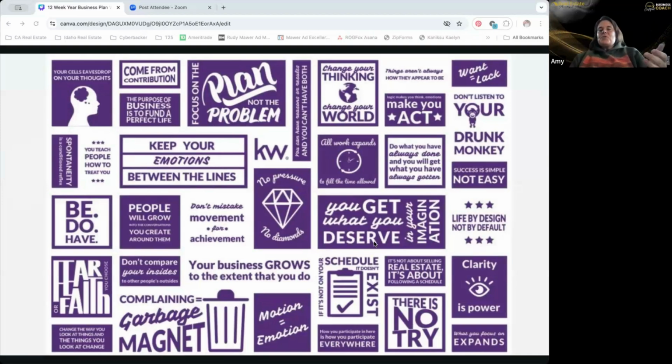How about there is no try? Oh, I'm going to try to get those things done. There is no try. Let's just get it done, right? Motion equals emotion, fear or faith, you choose, right? There are some great nuggets inside of the MAPS bold laws. If you're having problems coming up with weekly themes, this is a good place to get some great ideas. There's also what you focus on expands, clarity is power.